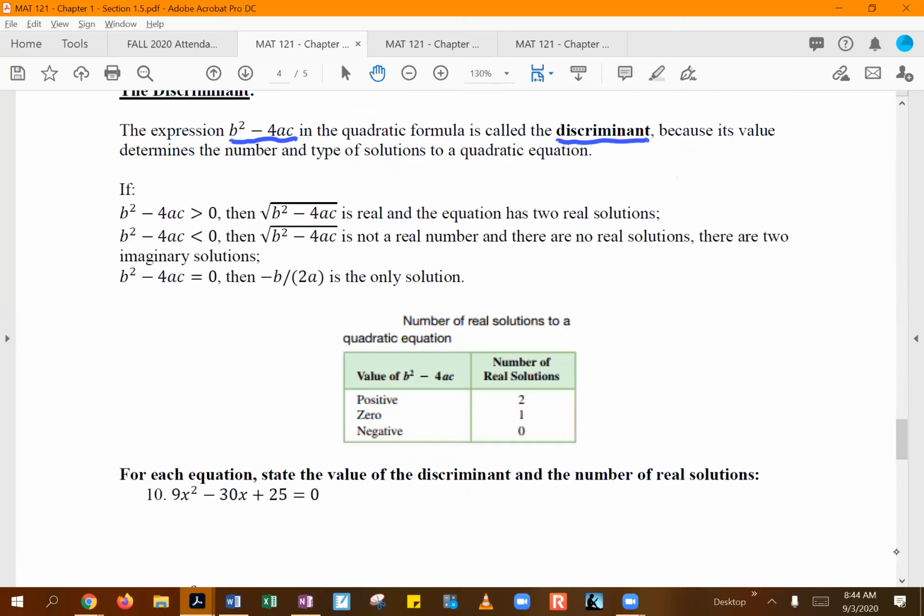So again, if that b squared minus 4ac, or if our discriminant is a positive number, our equation will end up having 2 real solutions. If our discriminant value is going to be negative, then we will actually end up having 2 imaginary solutions, or basically our answers are not going to be real numbers. So they're not real solutions, they are going to be 2 imaginary solutions. And if our discriminant comes out to be 0, then we actually only have 1 solution, and that 1 solution is going to be in the form of negative b over 2a.